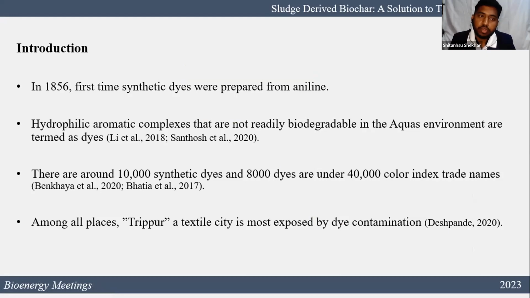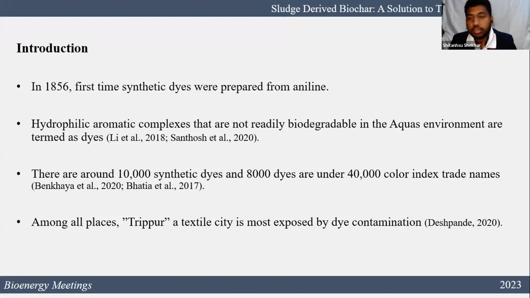In 1856, synthetic dyes were first prepared from aniline. And what does it mean? They are nothing but hydrophilic aromatic complexes that are not readily biodegradable in aqueous environment. So the complexes which are hydrophilic aromatic and not readily biodegradable in aqueous environment are termed as dyes. There are around 10,000 synthetic dyes and 8,000 dyes are under the 40,000 color index trade name.